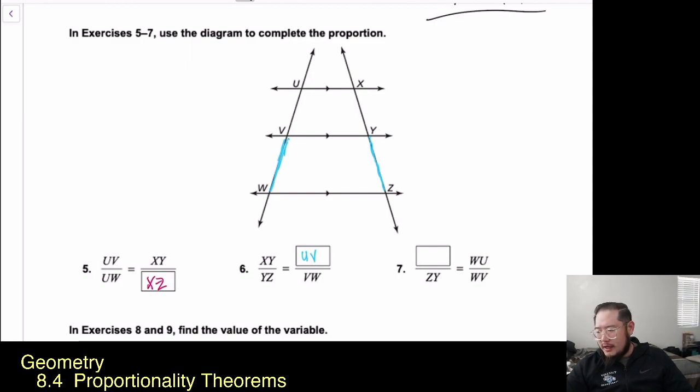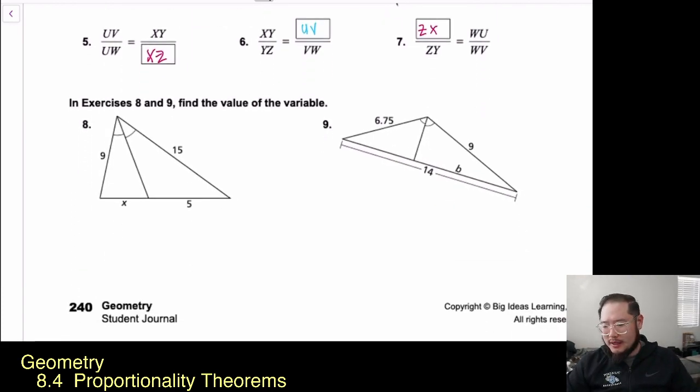Now let's go back to WU. Where is WU? WU happens to be the whole entire thing right here on the left-hand side. So what's missing right here is going to be ZX or XZ. All right, so we'll go ahead and put ZX, and there you have it. We completed the proportion. If you could visually see it fast, then super. If not, you could do what I just did right here to help you answer the problem.